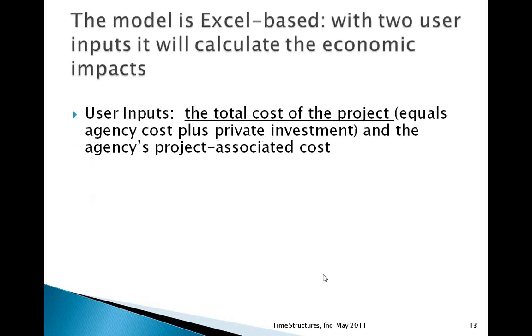All right. Total cost of the project is agency cost plus any private investment, and, of course, the agency's project-associated costs. So the important thing here is what goes in that column B is the total cost of the project, includes any agency money that went into it and any private money that went into it.